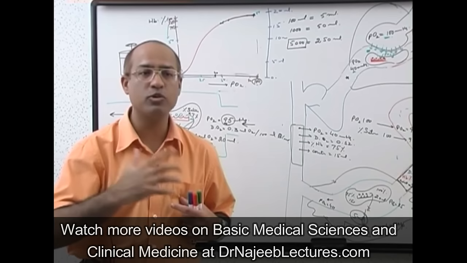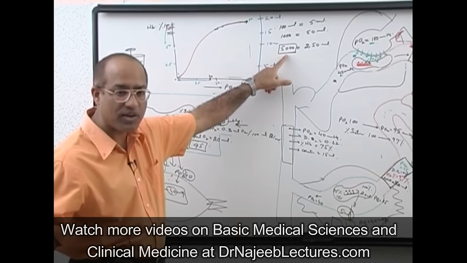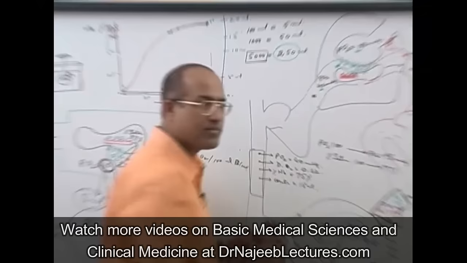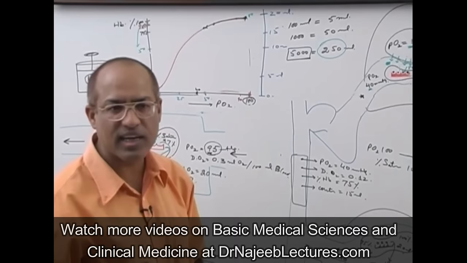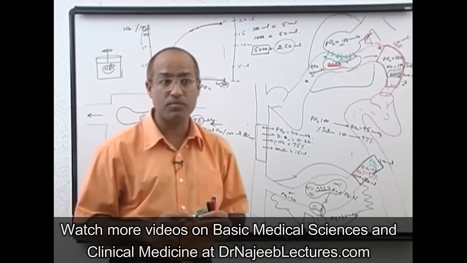So if your cardiac output is 5 liter, and every 100 ml of the blood gives 5 ml, then 5 liter of blood gives how much oxygen to tissue? 250 ml. So this is the oxygen consumption when you are resting. Out of this, most of the oxygen is bound with hemoglobin, very little going as dissolved oxygen. Am I clear? There is no question up to this. Is that right?